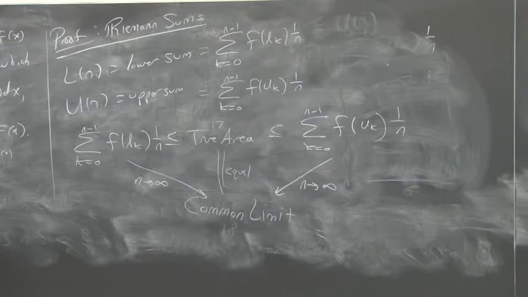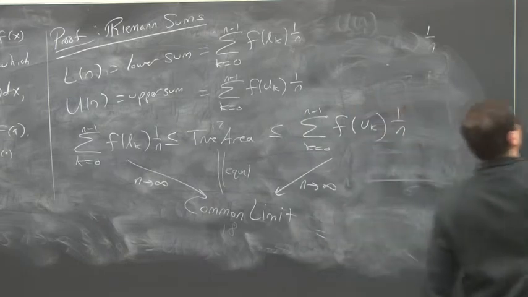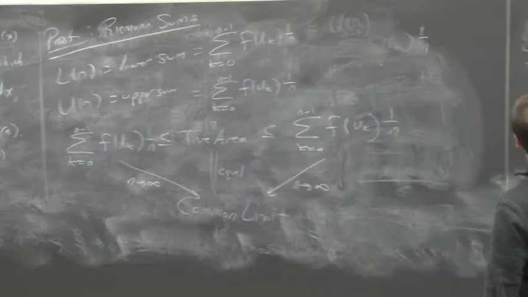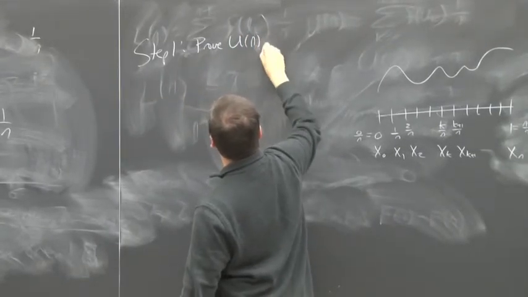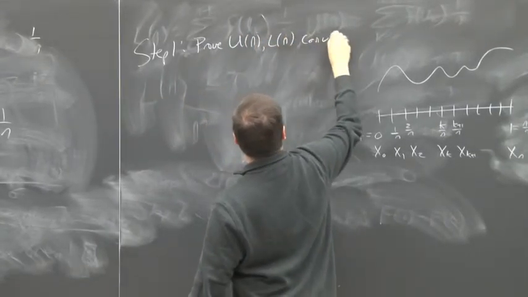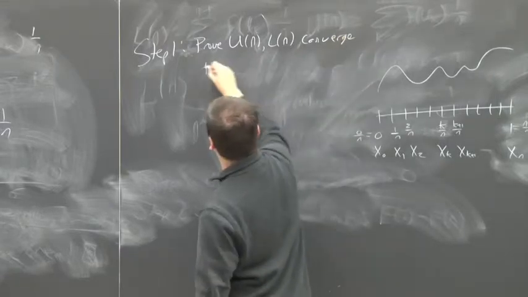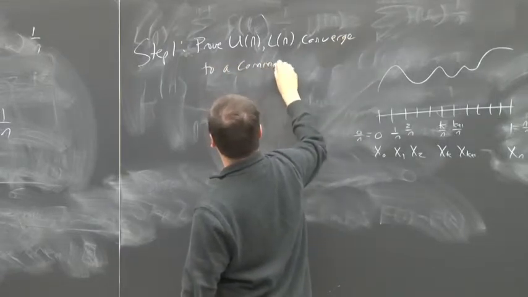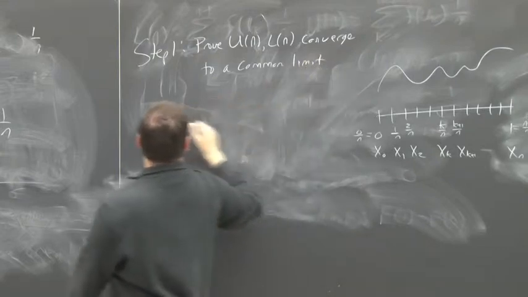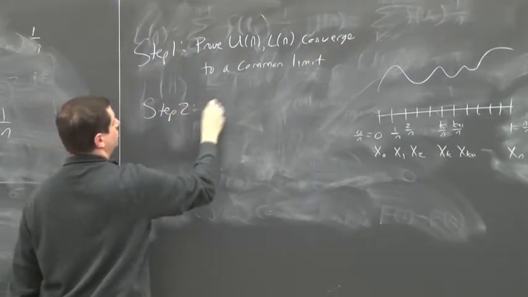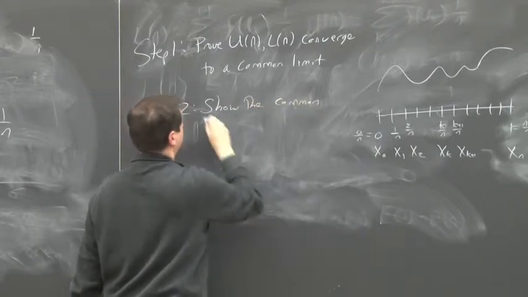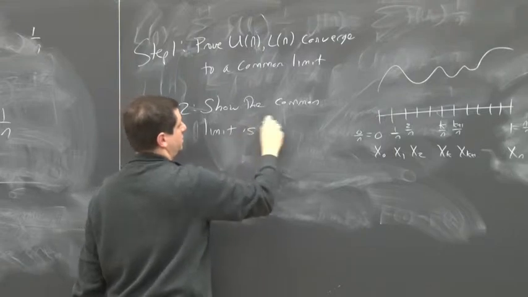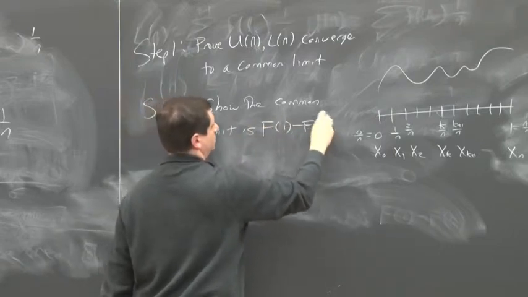Okay, so this suggests a plan of attack to prove the fundamental theorem of calculus. So step 1, prove un and ln converge to a common limit. And step 2, show the common limit is f of 1 minus f of 0.